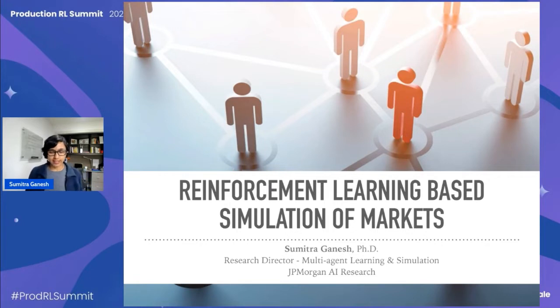So as mentioned in the intro, I will be talking about RL-based simulation of markets, but much of what I have to say applies really not just to financial markets, but markets in the broader sense of the term, things like ride-sharing markets or other complex multi-agent systems.